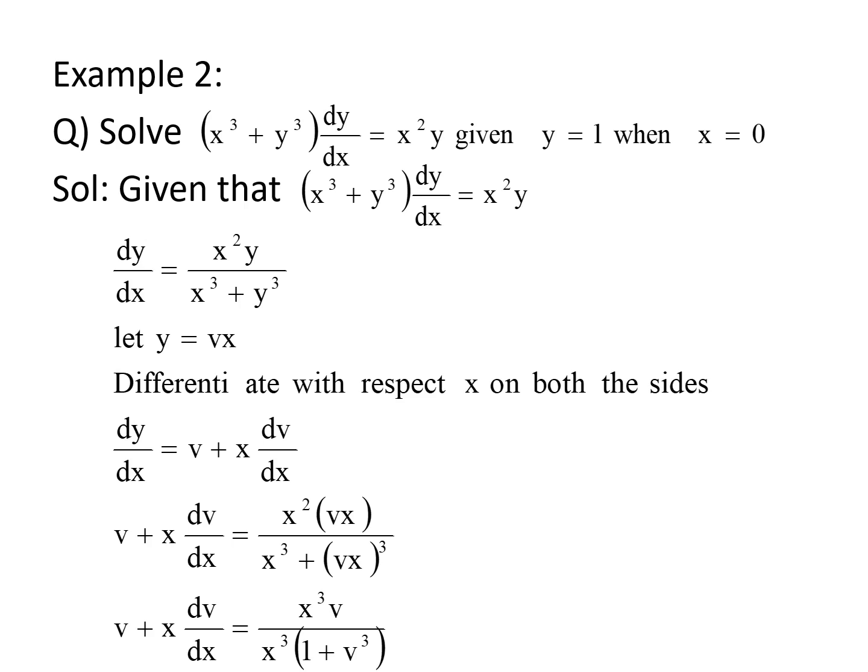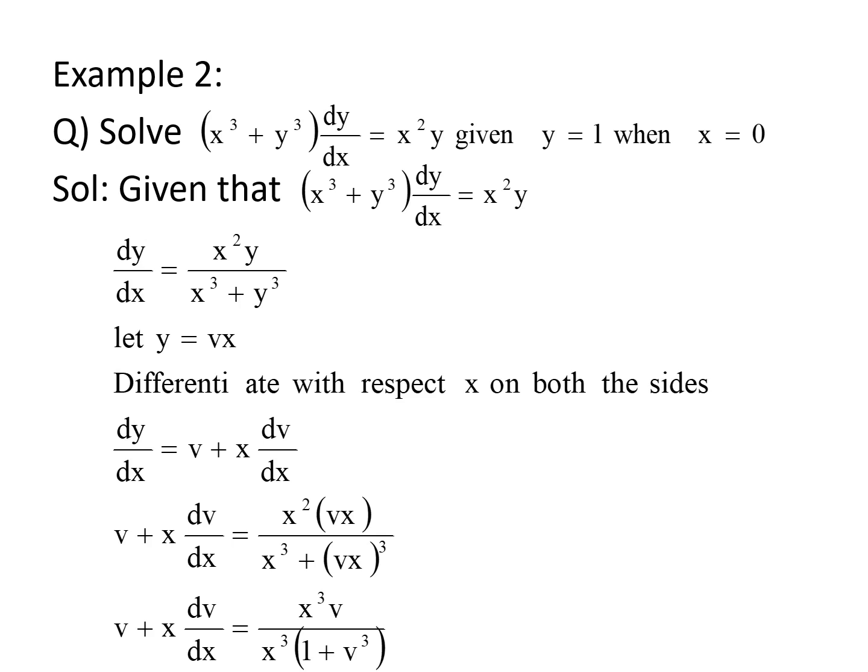We are going to take the derivative on both sides with respect to x. So the left side part becomes dy by dx is equal to, if you apply the uv derivative here, u into v dash plus v into u dash, using that formula this can be written as v plus x into dv by dx. Move on to the next line. First write down the right side part here, that is v plus x into dv by dx, which is equal to x square into vx by x cube plus vx whole cube.